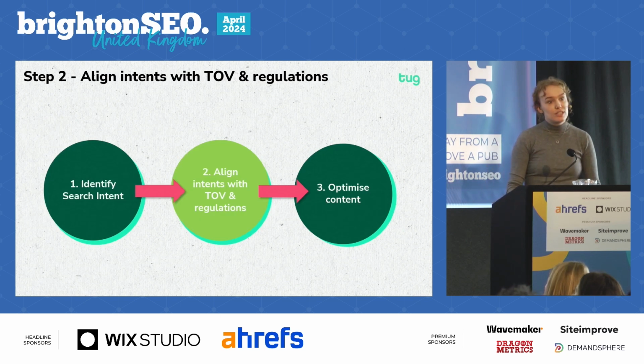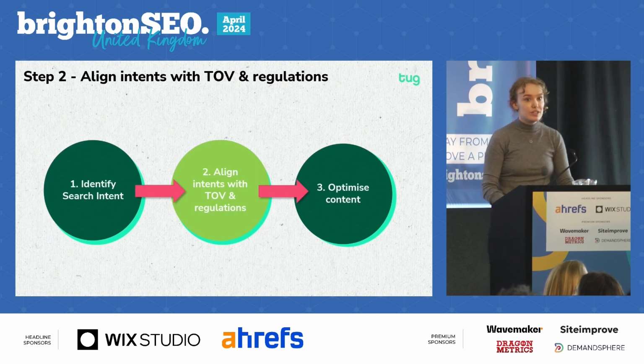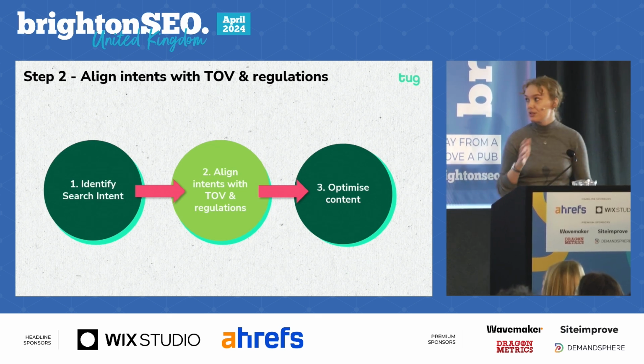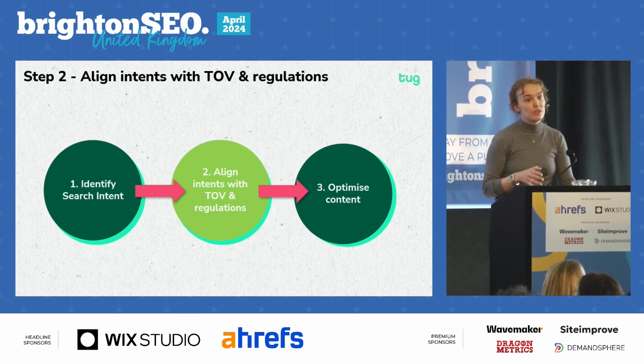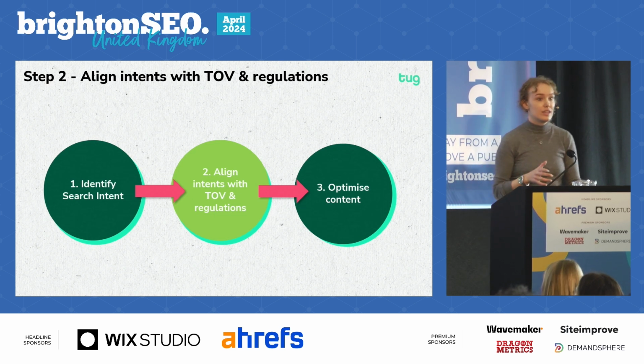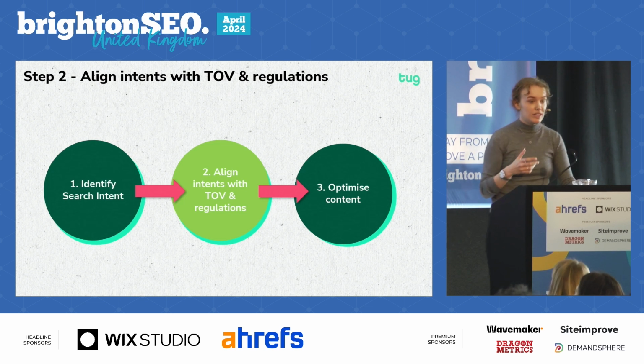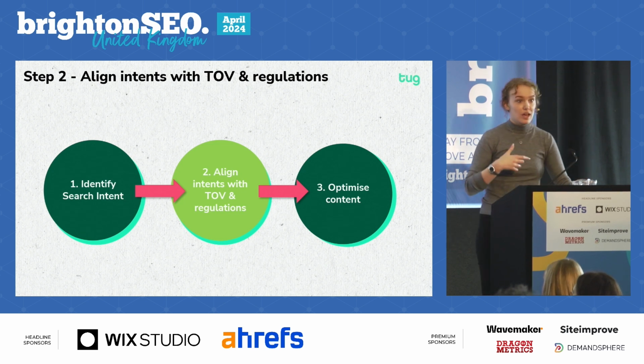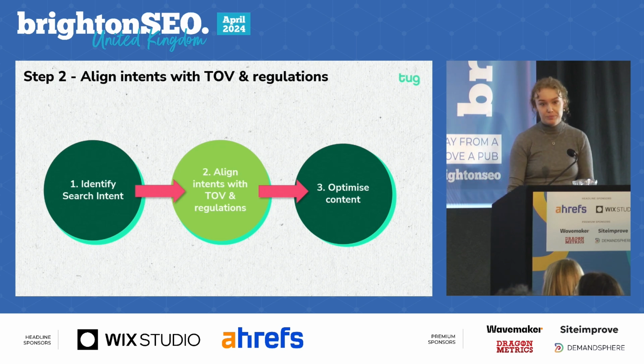Once you've got your list of possible intents, you can then move on to the next step of the process, which is to align these intents with tone of voice and any industry regulations. For this, you'll need to create a virtual tone of voice editor, which I'll now show you how to do using ChatGPT. We'll build this editor to be pre-configured on any tone of voice guidelines and industry regulations that you need to adhere to in your content.